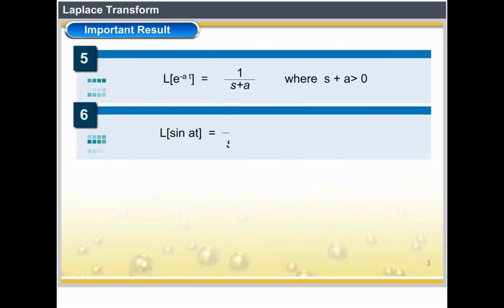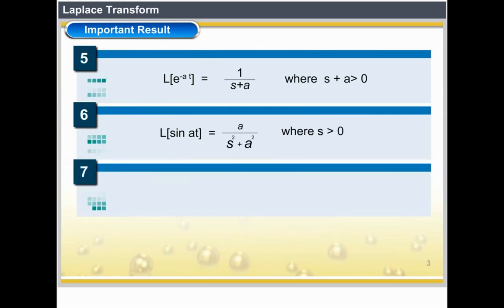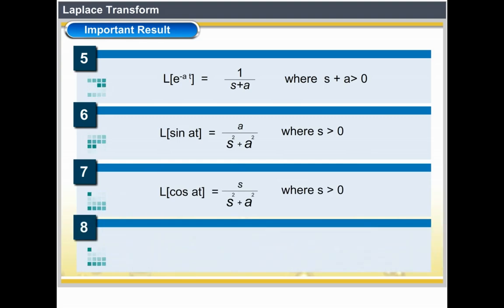Number 6. L[sin at] = a/(s² + a²), where s > 0. Number 7. L[cos at] = s/(s² + a²), where s > 0. Number 8. L[sinh at] = a/(s² − a²), where s > |a|.